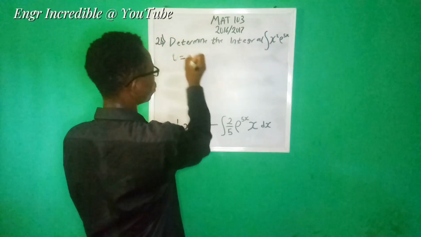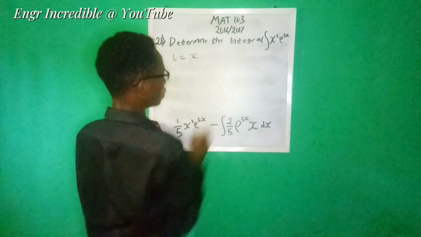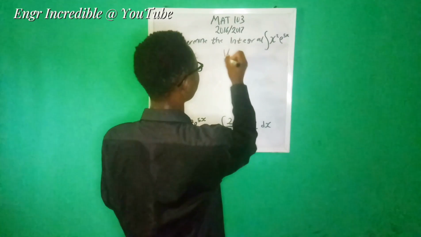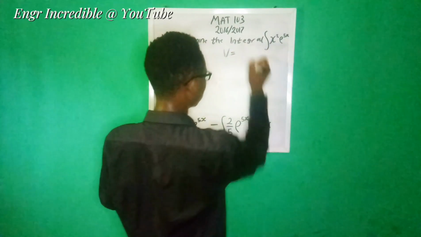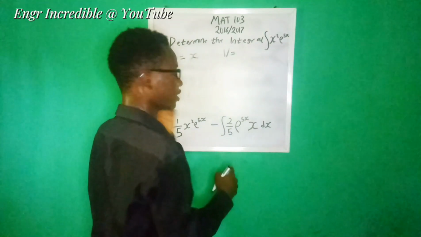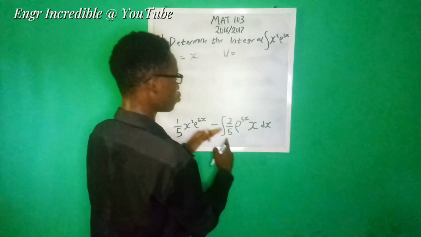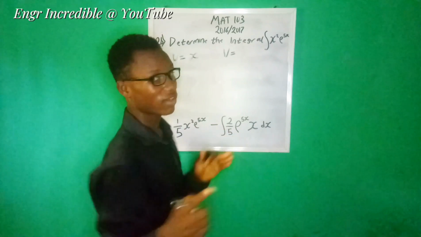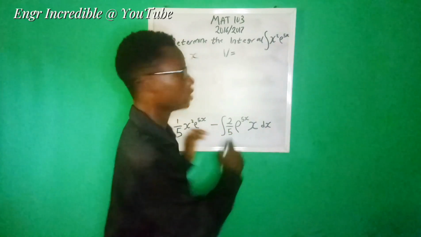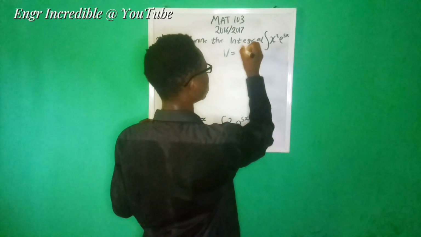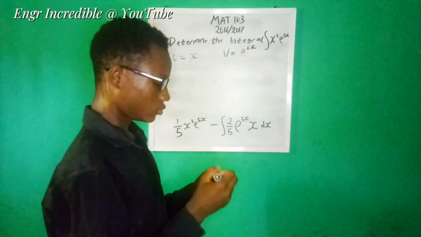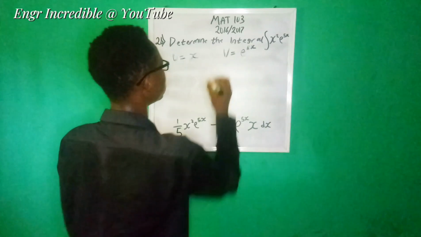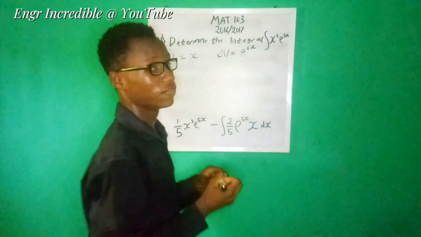our u is equal to x and our v is equal to e raised to power 5x, because 2 over 5 is going to become a constant. 2 over 5 is going to come out right here. So we have e raised to power 5x, and that is for the v.